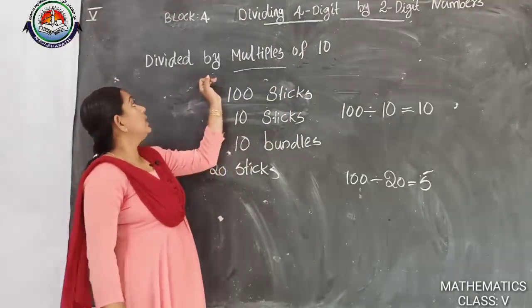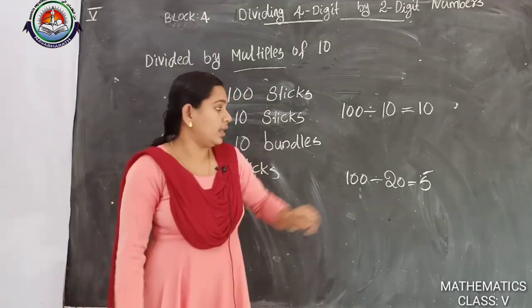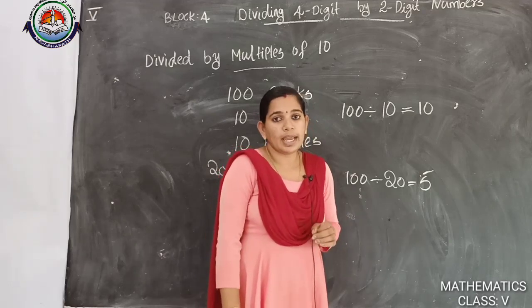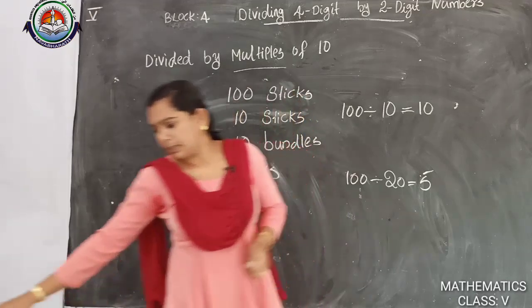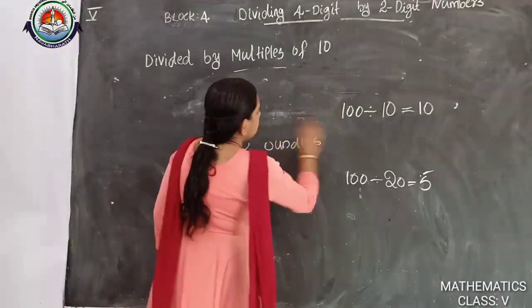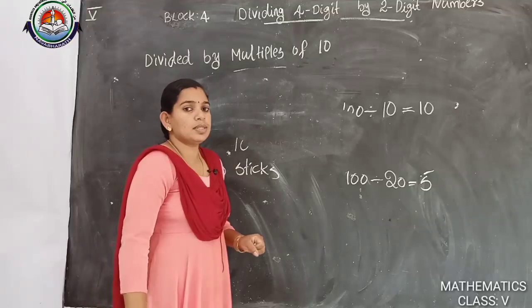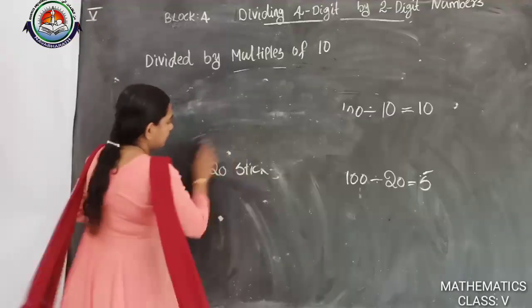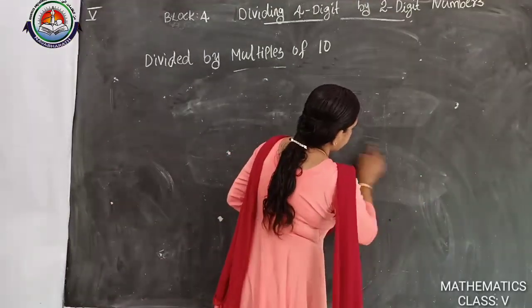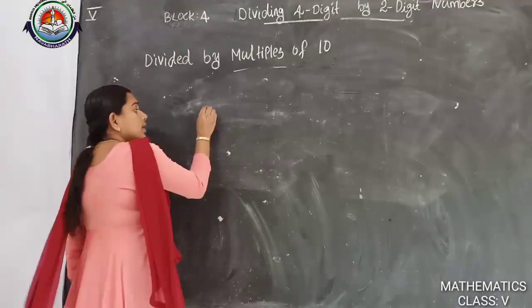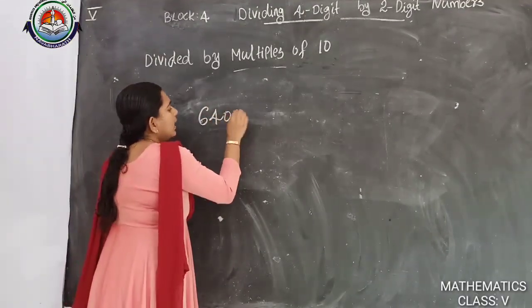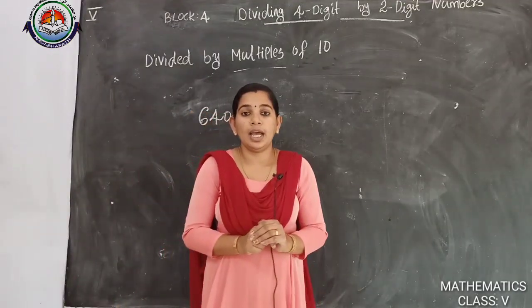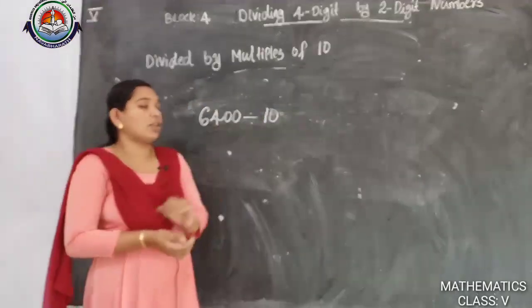Today our topic is divide by multiples of 10. Here you look, divided by 10, 20. They are like numbers. Okay. We'll do another problem. So here I used 3-digit numbers. Suppose in a 4-digit number, how do we divide it by multiples of 10? 6,400 divided by 10. How to divide it?